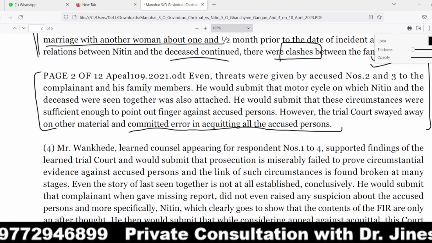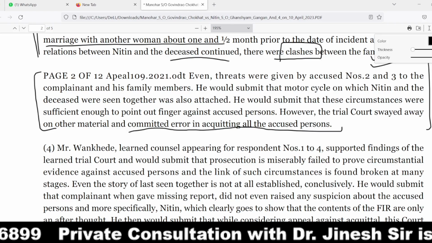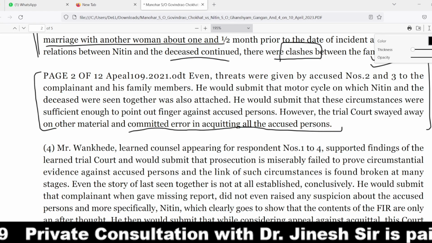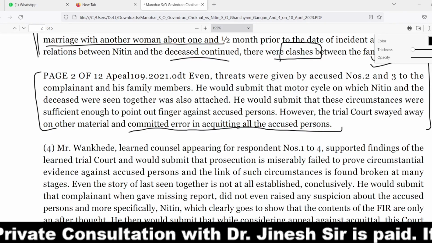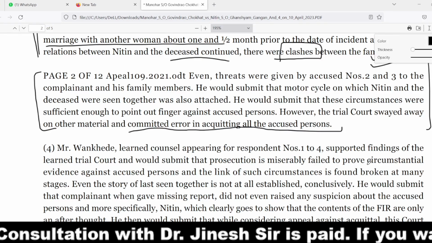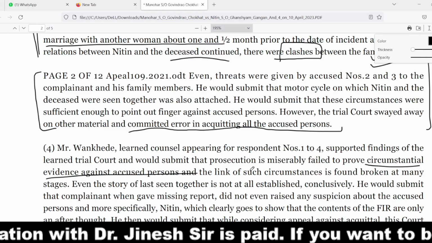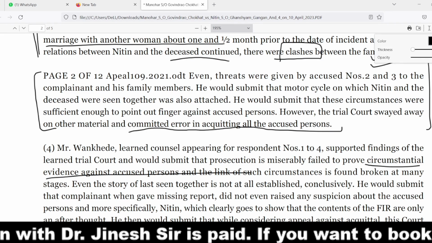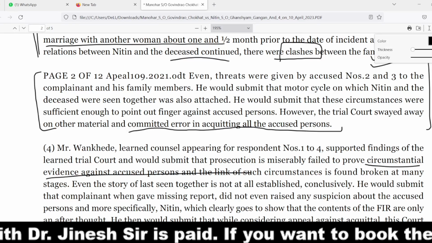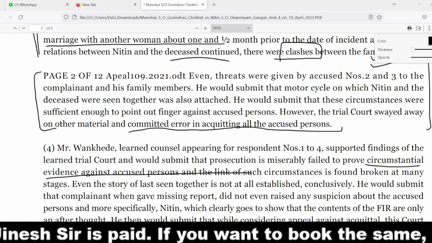The concerned counsel appearing for the respondent supported the finding of the concerned trial court and submitted that the prosecution failed to prove the case, which is based on circumstantial evidence. That is a very important and clinching point averred by the concerned counsel. And he submitted that the circumstances are found broken at many stages. Even the story of last seen together is not established conclusively.